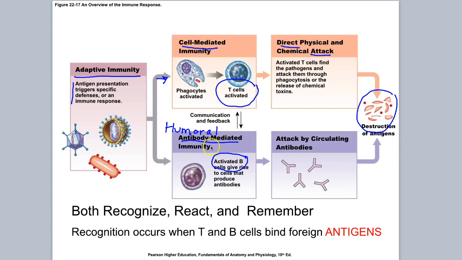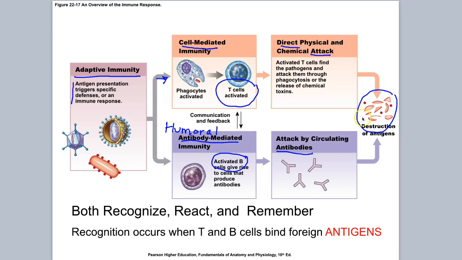The antibody-mediated immunity with the B cells uses antibodies to attack the pathogen, and antibodies on their own cannot destroy anything. All they can do is bind to the pathogen and target it for destruction. They're marking the pathogen, saying this needs to be removed from the body, and then T cells or macrophages will come along and destroy those pathogenic cells. So antibodies can't actually destroy anything. They can just bind to infected cells or pathogenic cells and mark them for destruction.